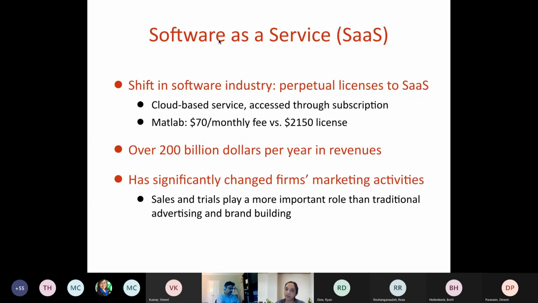What is really interesting is that as the software industry has shifted to more of these cloud-based services, how marketing is done has also fundamentally changed. Historically, what was really important was convincing people to buy this product, so advertising and traditional brand building activities were very important. As we have seen this shift towards a service kind of product, other forms of marketing are taking precedence. And one of them is what is known as free trial promotions. And that's what this paper is going to be about.